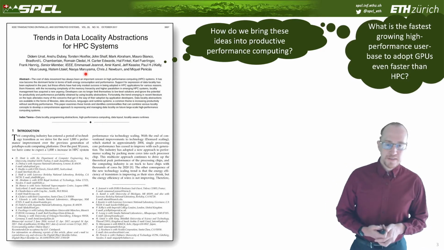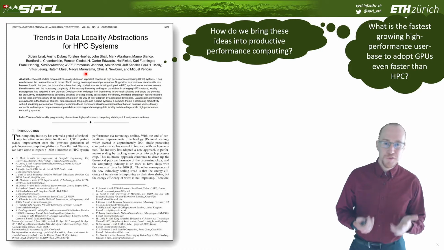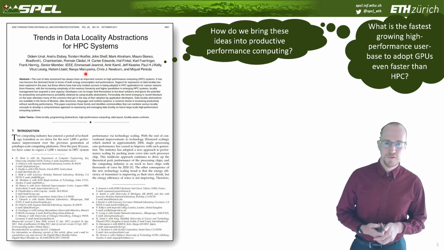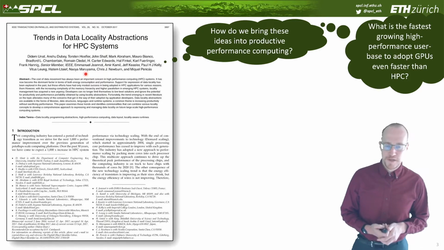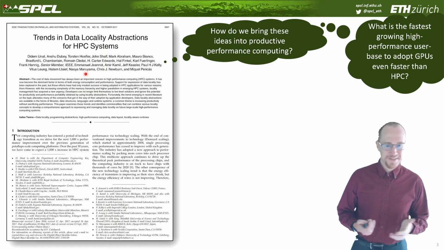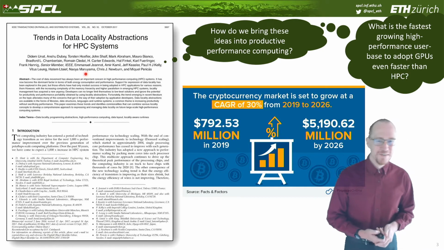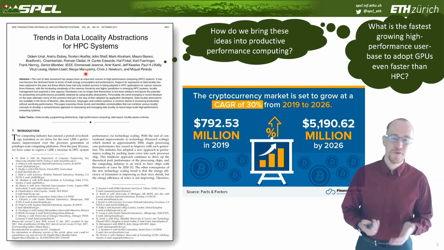So the second question I would like to pose to you then is, what is actually the fastest growing user base to adopt GPUs even faster than traditional high performance computing? I'll give you about 10 seconds to think about this. And in 10 seconds, you will, of course, come up with Bitcoin. But Bitcoin is not the right answer because the programmer base is quite small.